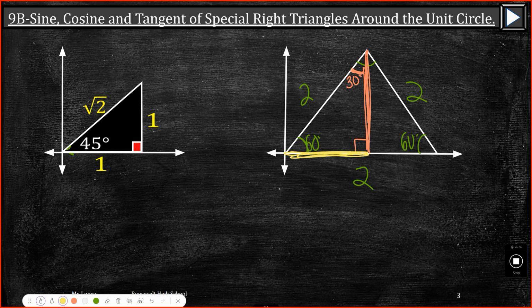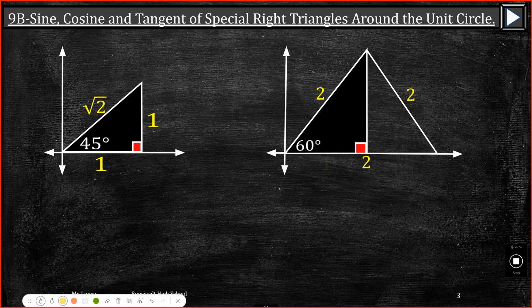So we got this. Look, we'll do it again. If that is 2, that is 2, that is 2, 60, 60, 60, and 30 at the top. This becomes 1 here. Now, here's my next question. How long is this?